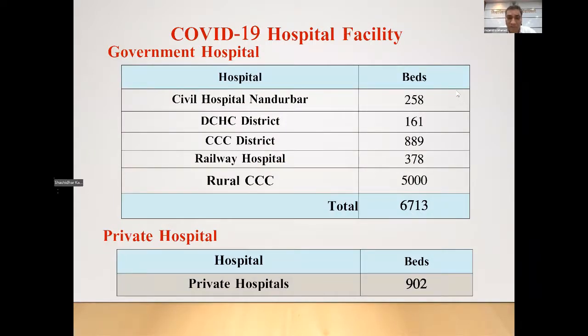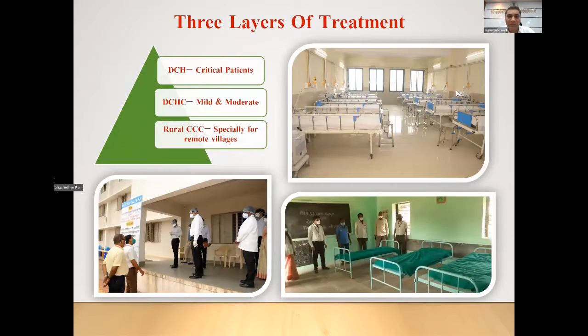In the government setup, we have 258 beds in the civil hospital. In periphery blocks, we have 161 beds. And in the entire setup, including railway and rural CCC, total beds we have are around 6,700. And in private hospitals, 902 oxygen and ICU beds we started. So this is the current situation.